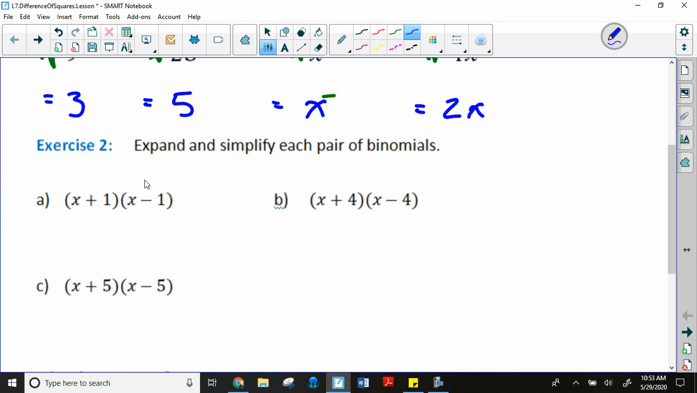So if we were to FOIL this, and I'm going to do this real quick, first, x squared, outside, negative x, inside, positive x, last, negative 1. And then we can put our middle terms together, and we end up getting x squared. What's negative 1 plus 1? That's 0. These cancel out. So even though we started with 4 pieces, we end with 2 pieces.